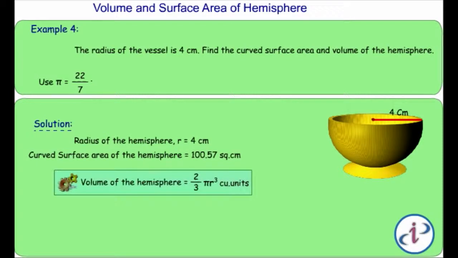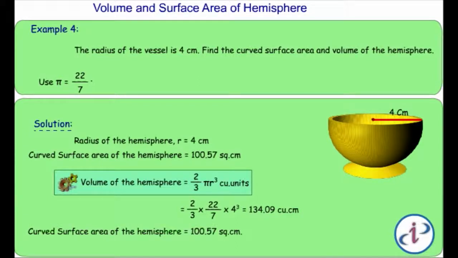We know the volume of the hemisphere is given as 2 by 3 πr³ cubic units. On replacing the radius of the hemisphere in the formula, we get 2 by 3 times 22 by 7 times 4 cubed. On further simplification, we get the volume as 134.09 cubic centimeters. Thus, the curved surface area and the volume of the vessel are calculated.